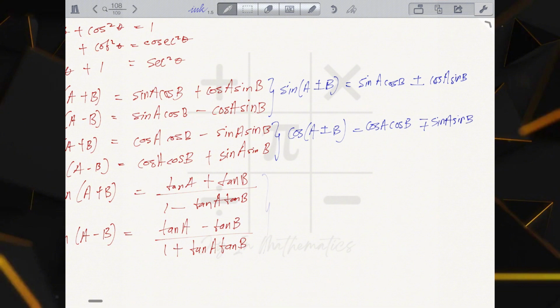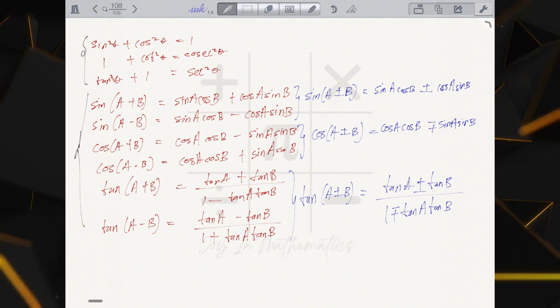And finally for the tan, which is tan of A plus or minus B, will be equal to tan A plus or minus tan B, positive when we have plus and negative when we have minus, divided by 1 minus or plus tan A tan B. It is negative when we have positive, and it is positive when we have negative. So we have reduced these 6 expressions now into 3. This serves as the fundamentals, and this serves as the sum and difference identities.